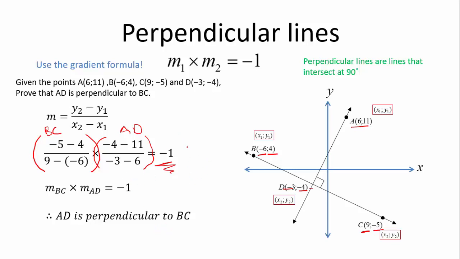Right, so this turns into left-hand side is equal to right-hand side. So, what do we have on the left-hand side? -5 minus 4 is -9. What is 9 minus -6? That's plus 6, 9 plus 6 is equal to 15. Multiplied with -4 minus 11, that is equal to -15, and -3 minus 6 is equal to -9. Those go to positive, and then we still have a negative left. Those cancel out. We are left with -1. So hence the left-hand side is equal to the right-hand side of -1, and that is two perpendicular lines.